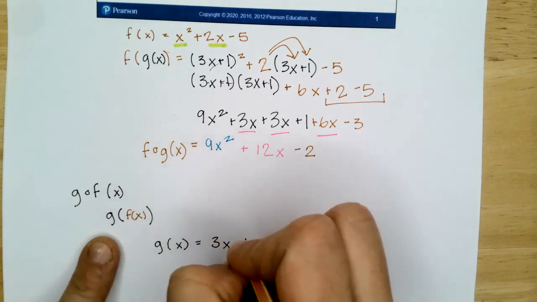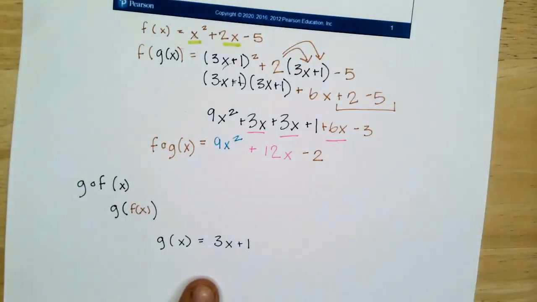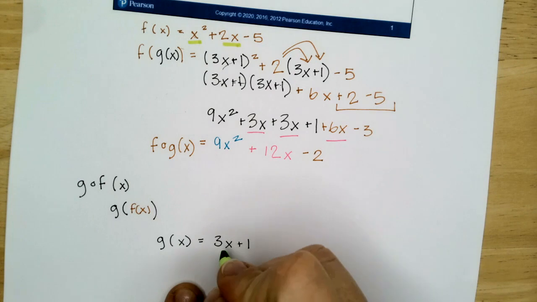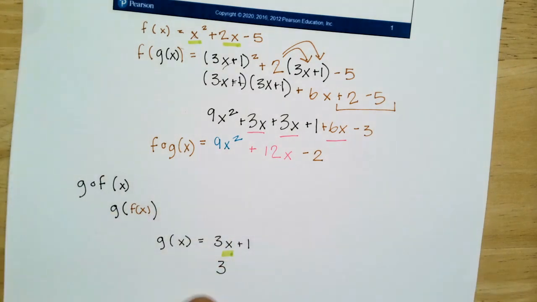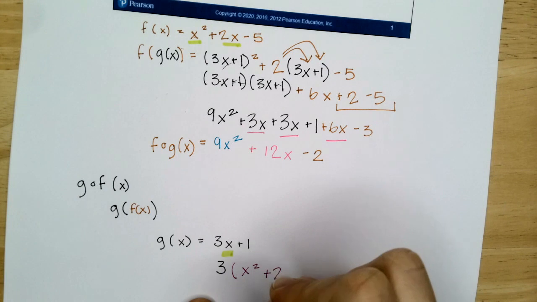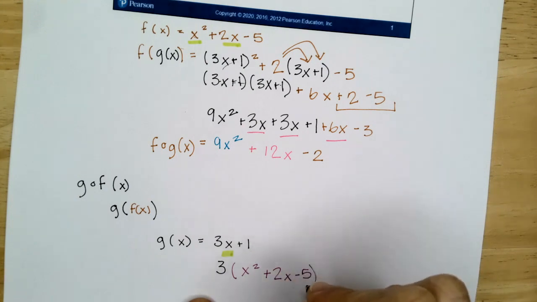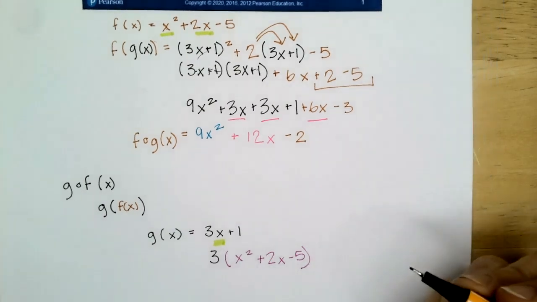(3x plus 1). And for that variable, substitute in f of x. So we're going to have 3, but now times x squared plus 2x minus 5. And we're just going to distribute the 3.